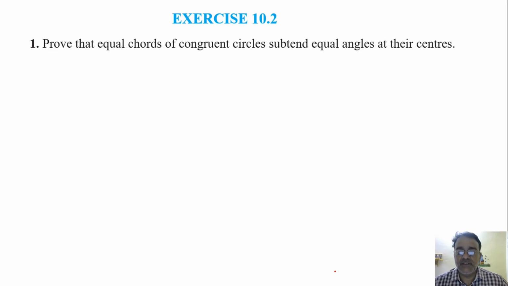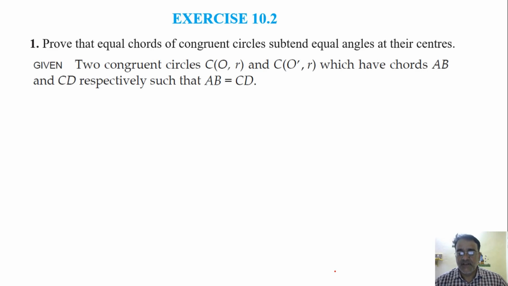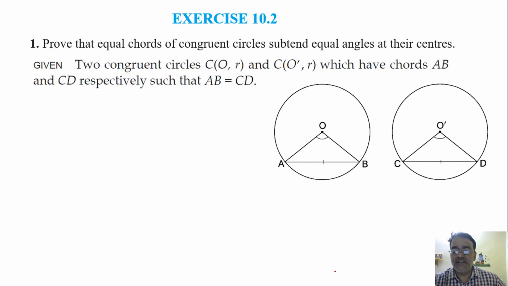Prove that equal chords of congruent circles subtend equal angles at their center. So here there are two congruent circles. Just now I told that two circles are said to be congruent if their radii are equal. Okay, so here AB is equals to CD, it is given, and we have to show that angle AOB is equals to angle CO'D. Right, so this we have to prove.